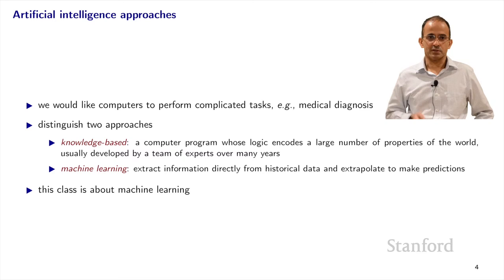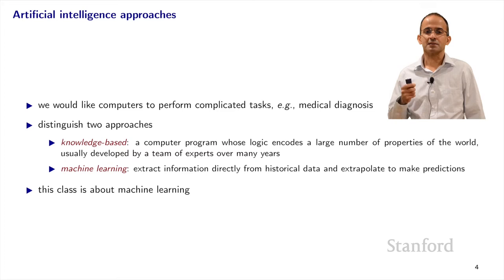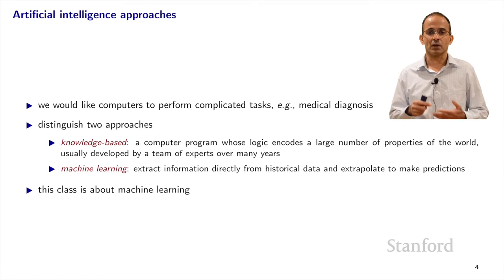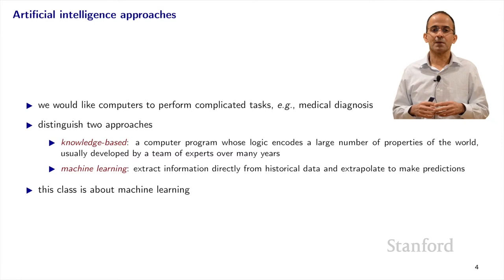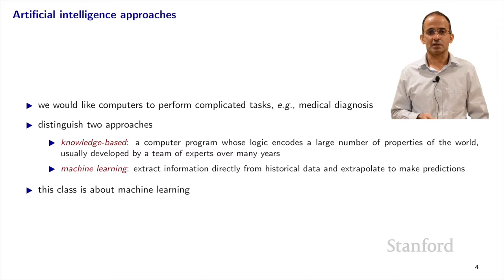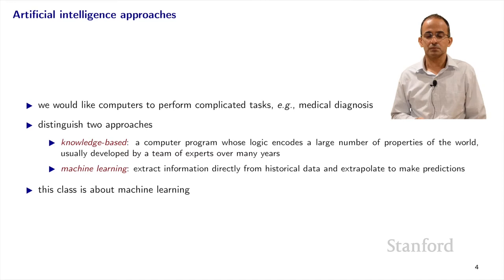Machine learning is very different in its approach. Instead of humans encoding the properties of the world in the program, in machine learning, we supply the program with historical data. That historical data consists of a large number of patient records. And for each one of those records, we supply all of the medical information, the test results, and so on. And we may supply also diagnoses given by a medical professional. From all of that data, the machine learning algorithm develops a predictor. It develops the ability to make predictions. And it uses that predictor to extrapolate so that when it's given a new set of patient data, it can figure out what the diagnosis should be for that new patient. This class is about machine learning. It's about the second of those two types.